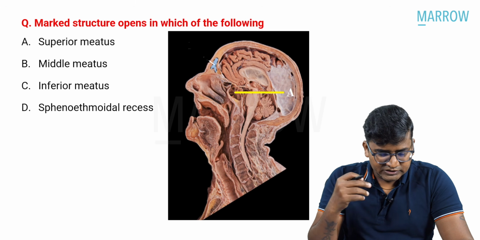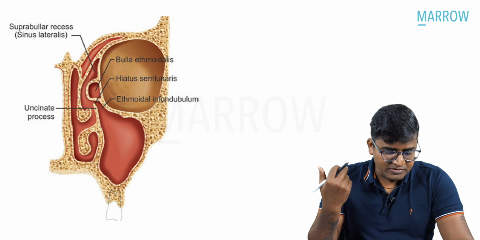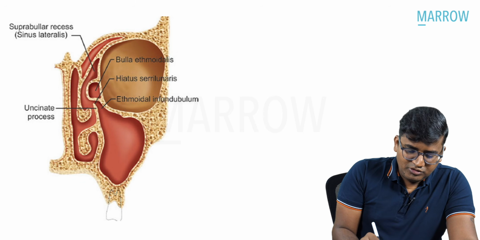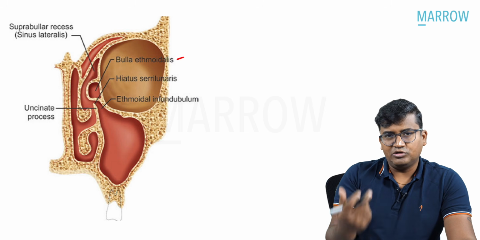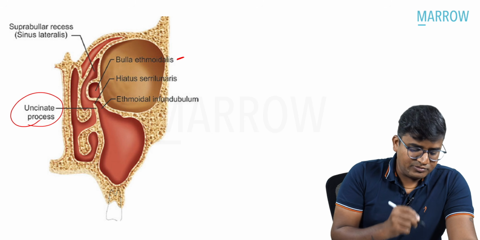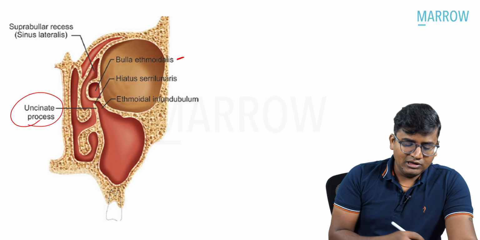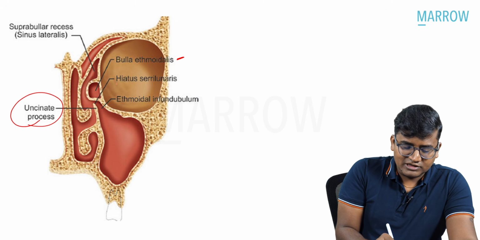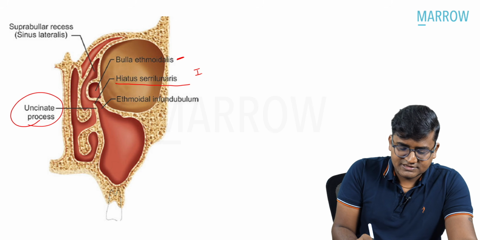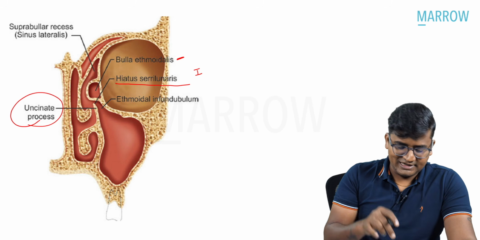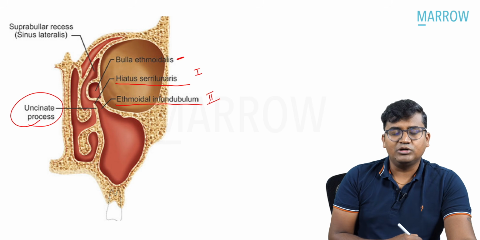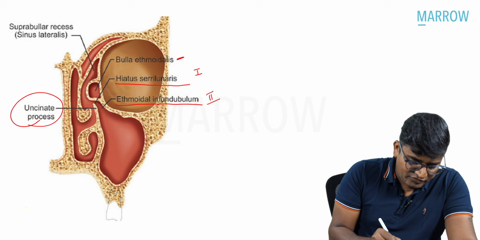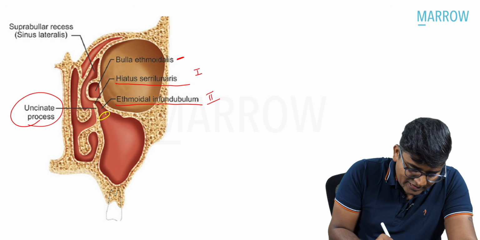We know that already. Now see some basic points here. Now this is an image where we are seeing the bulla ethmoidalis. The bulla ethmoidalis contains the most prominent anterior ethmoidal cell. We also have the uncinate process, part of the ethmoid bone. Between the uncinate process and the bulla ethmoidalis, we have the hiatus semilunaris. If you go inside the hiatus, we have a three-dimensional space called the ethmoidal infundibulum. And if you go inside the ethmoidal infundibulum, we have one opening here, which is the ostium of the maxillary sinus.